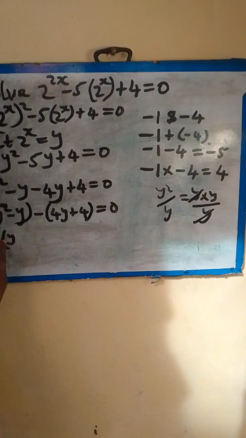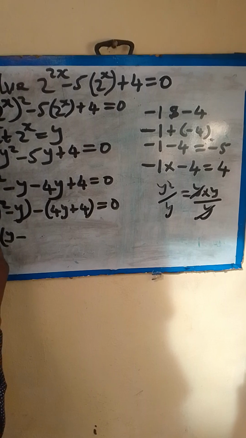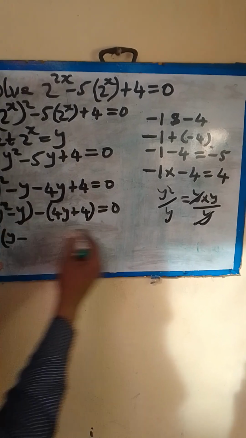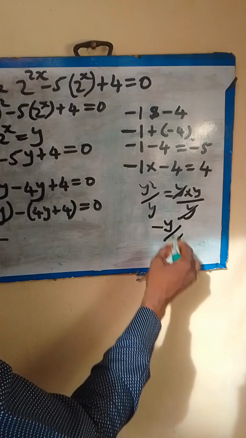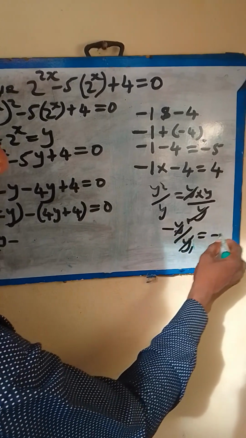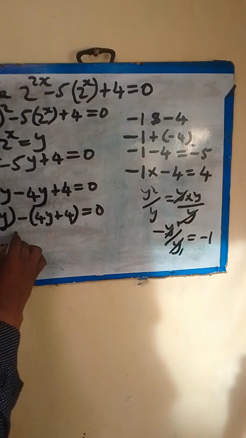So that is how we come by having y here. Minus y into minus y means this way. So y here is 1, and we are left with minus 1. That is how we come by minus 1 here.